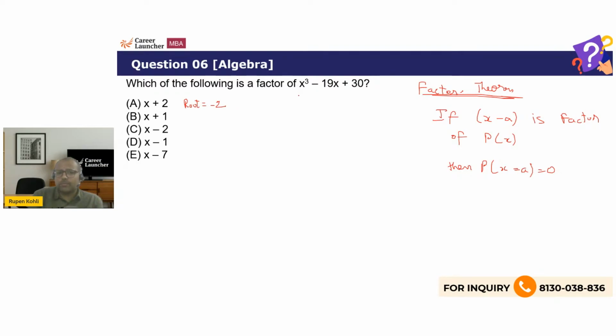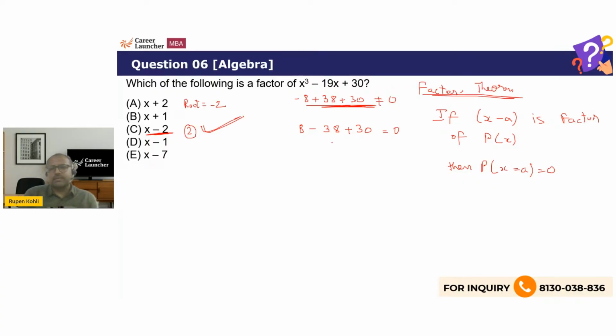Well, no. If you put minus 2, then minus 2 cube is minus 8, then minus 19 into minus 2 is plus 38, plus 30 is not 0. But I see, 38 is 8 plus 30. So try the other one, x minus 2. I think 2 is the root, because if you put 2, then 2 cube is 8, minus 19 into 2 is minus 38, plus 30. Yes, that becomes 0. Seeing these numbers, it struck me that minus 2 doesn't work, 2 seems to work. So that is the root.